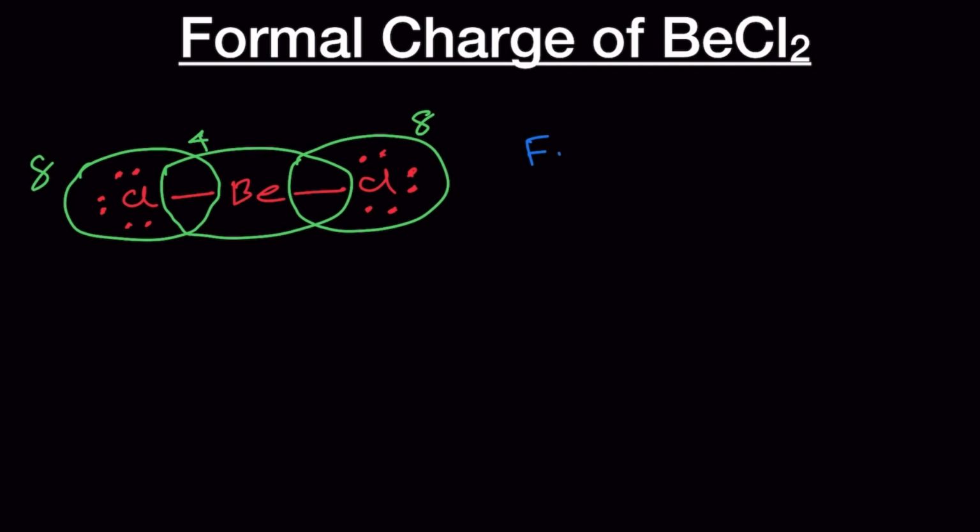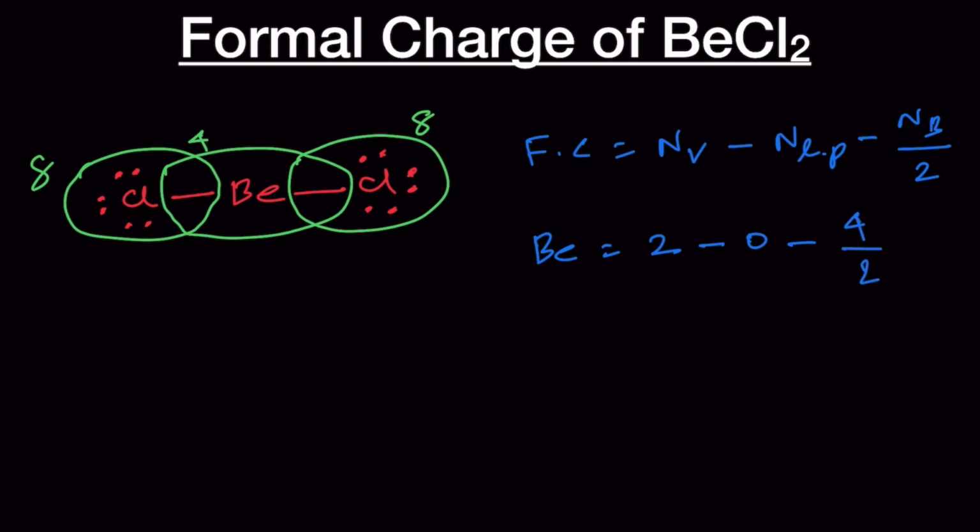Formal charge is equal to the number of valence electrons in the atom, minus the number of non-bonded electrons, that is lone pairs in the molecule, minus the number of bonding electrons divided by 2. Therefore, for beryllium we have 2 valence electrons in the atom, minus the number of lone pairs 0, minus the bonding electrons, we have 2 bonds, therefore 4 by 2. This means this is equal to 0.